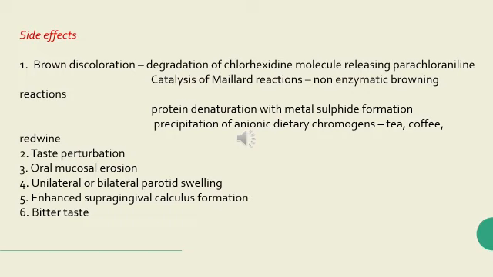So there are four mechanisms of brown discoloration due to chlorhexidine. First one would be degradation of the chlorhexidine molecule, releasing para-chloraniline. Second, it acts as a catalyst for the Maillard's reaction, which is a non-enzymatic browning reaction. The third one would be protein denaturation with metal sulfide formation. And the fourth one would be the precipitation of the anionic dietary chromogens which are present in tea, coffee or any food substances which are there.